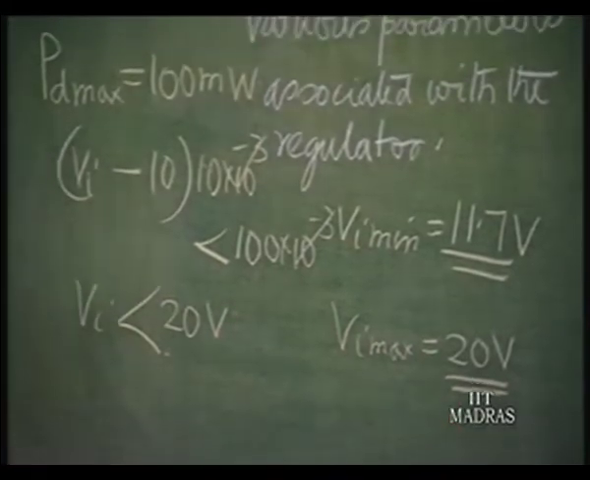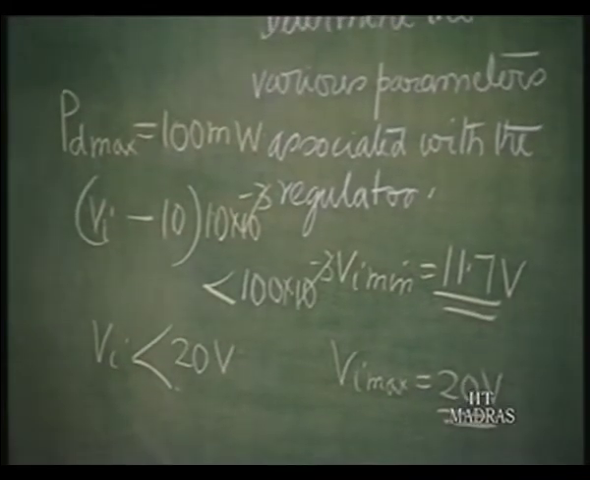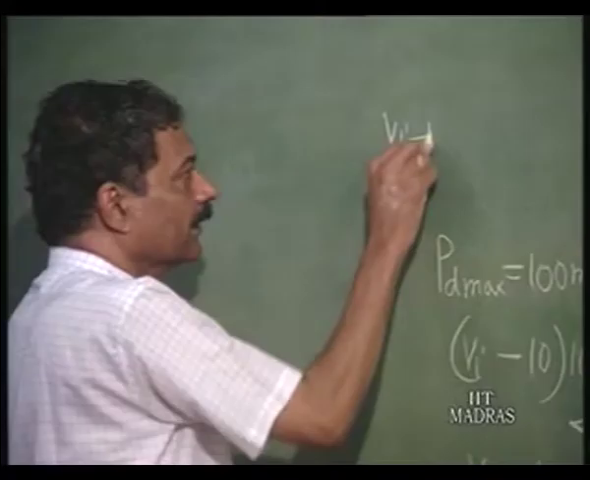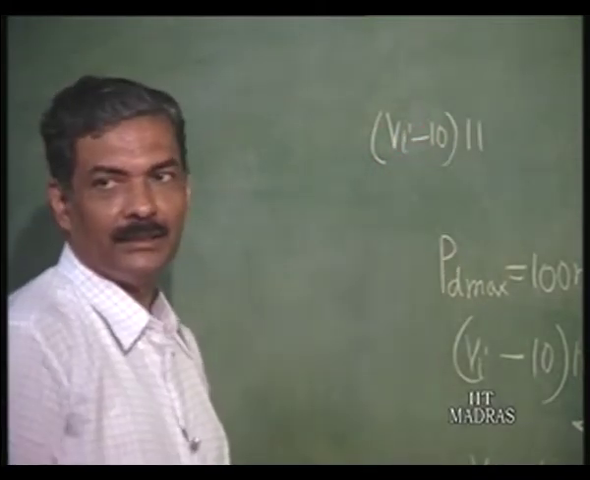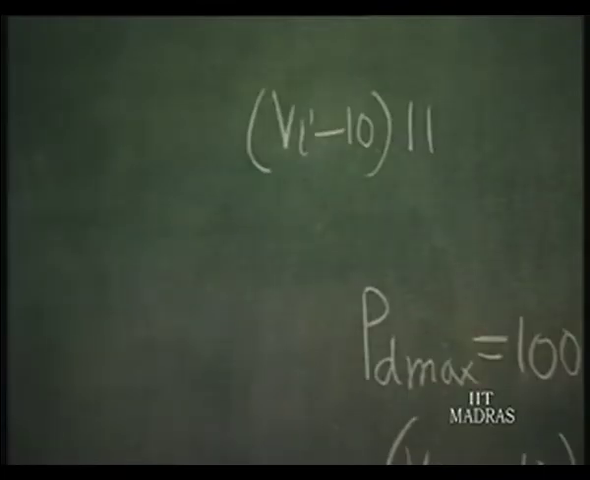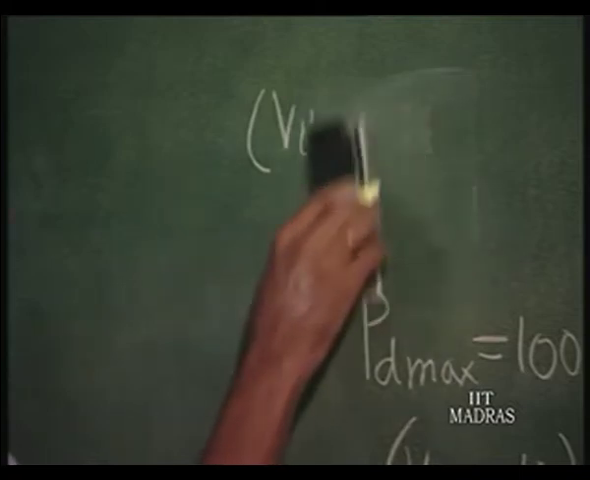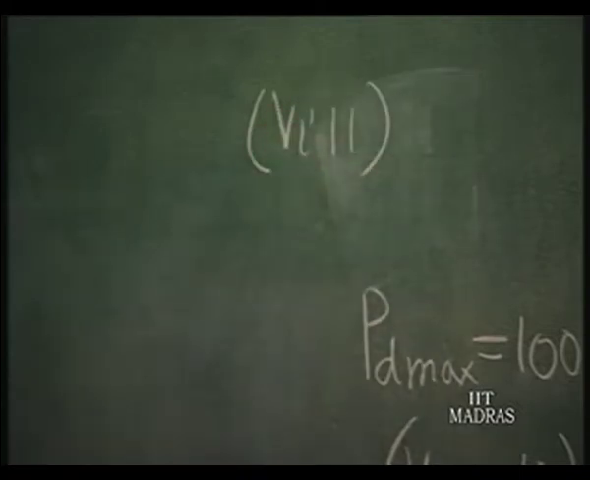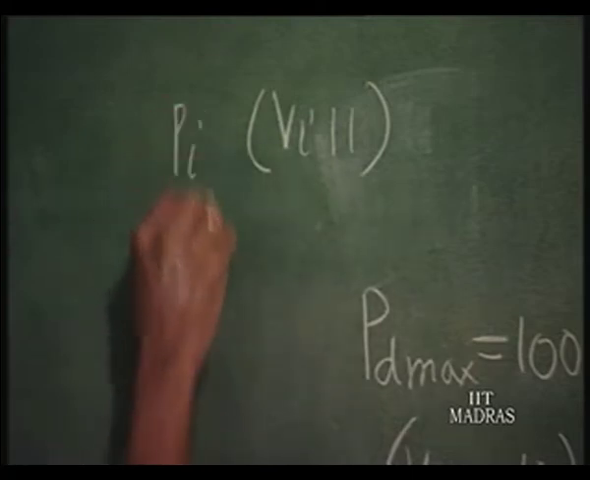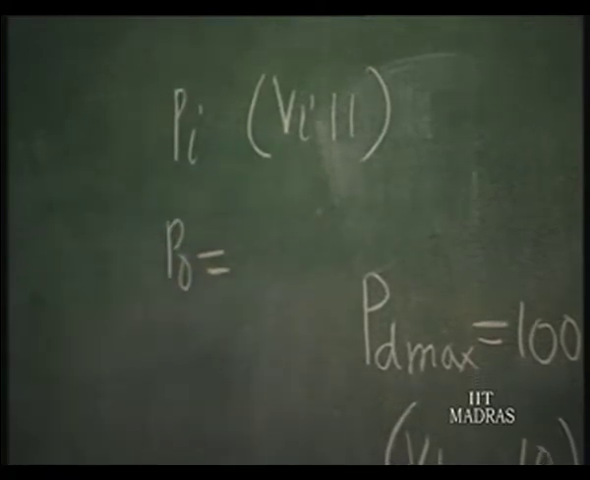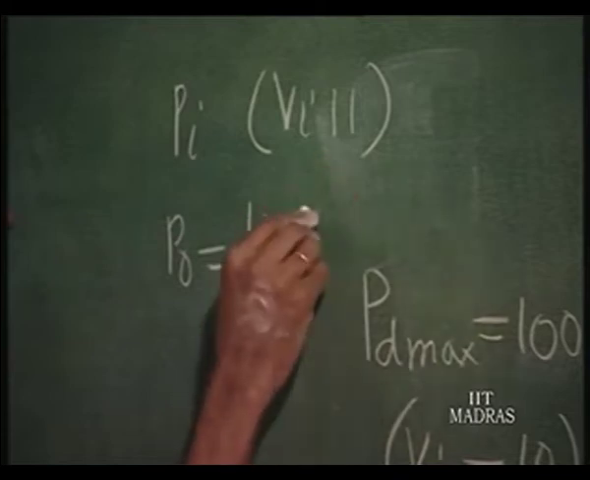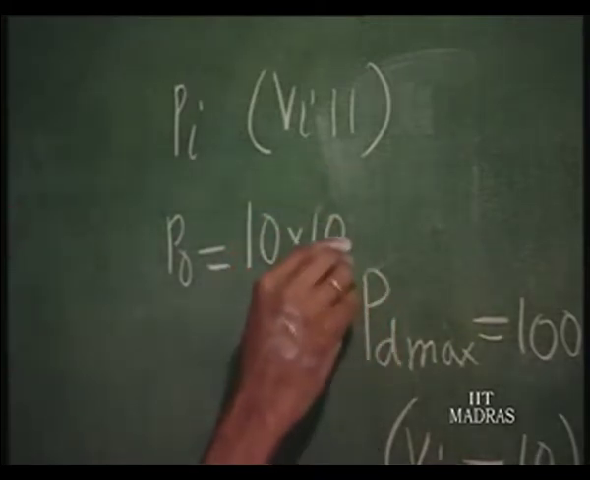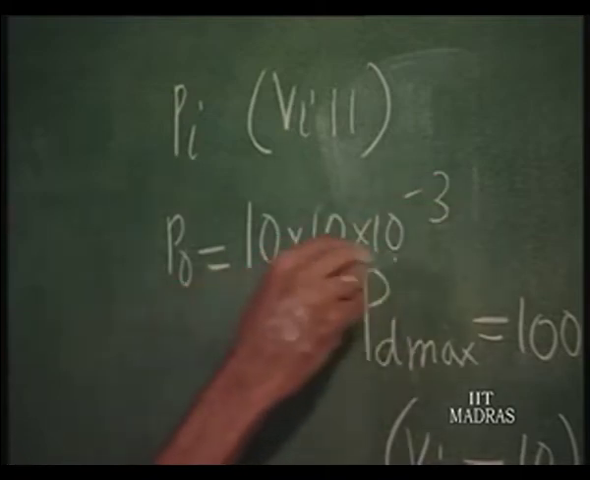Please remember that. So, basically we have to consider another iteration of the whole thing. So, V I minus 10, into 11 milliamperes is the power dissipated, or actually V I into 11 milliamperes is the power input. Yeah, this is the power input. Power output is V naught, 10 volts into 10 milliamperes, right. 10 volts into 10 milliamperes.